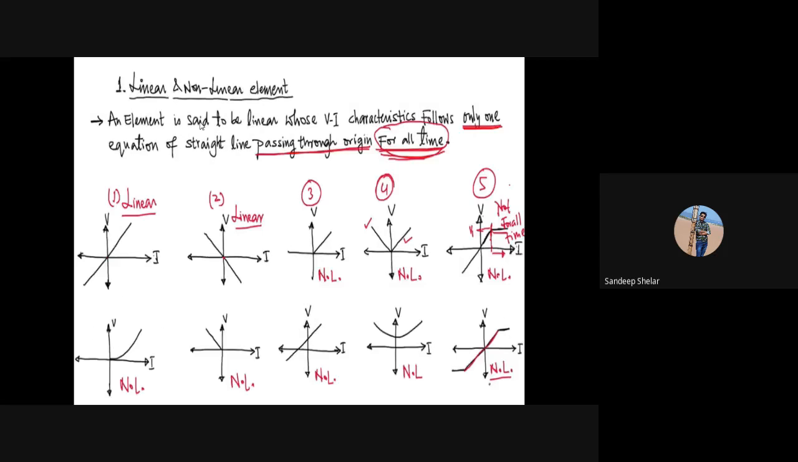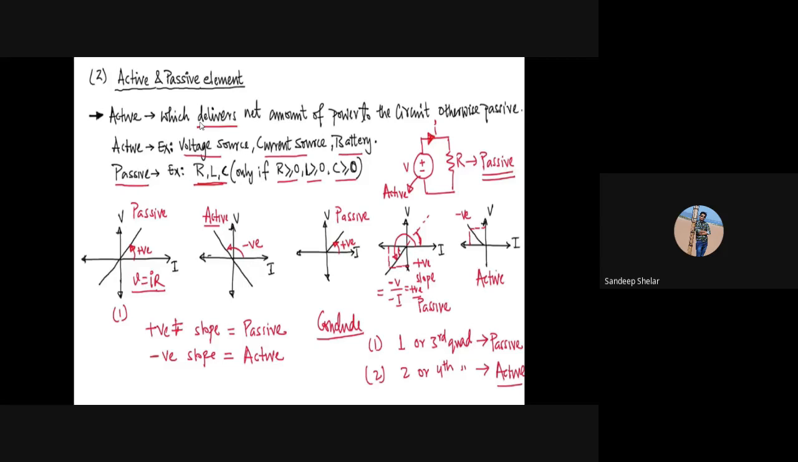Then active and passive elements. An active circuit is one in which a net amount of power is delivered to the load. Examples of active elements are voltage source, current source and battery. Passive element examples are resistance, inductance and capacitance. When the value is greater than or equal to 0, this type of element is called a passive element. In the circuit diagram, I have shown the active element and passive element. This is the concept of active and passive elements.